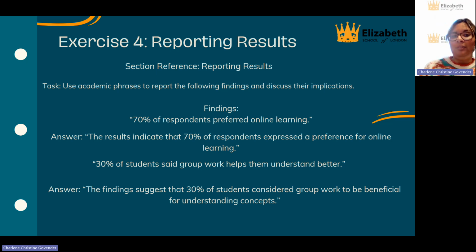I have found this result. I have noticed this result. I have observed it. I have given out a survey. I've done interviews. And this is what I've gotten from my control group. Okay. So let's see how we can possibly rewrite that.